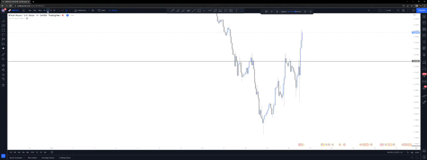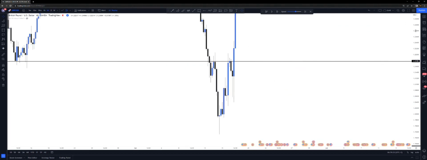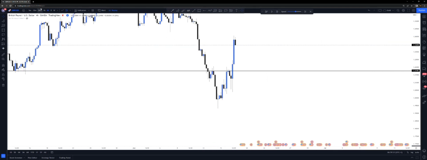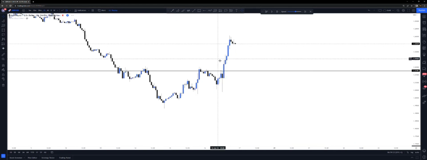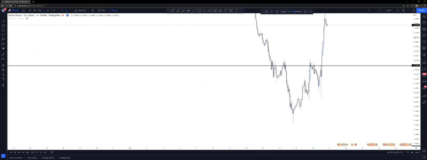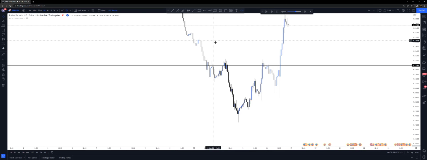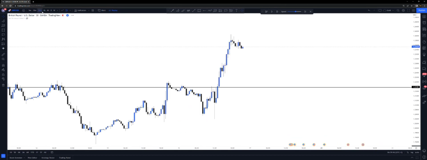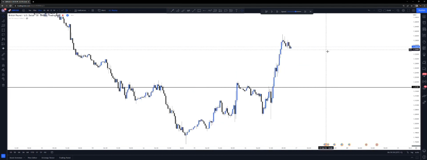Let's go on the 4 hours. And you see, it keeps pushing on 4 hours. So that's perfect. Let's go on the hourly. Now our target was right here. So we got in right here. This level, see, pushed to the upside. So let's wait patiently, very patient. Patience with this trade.